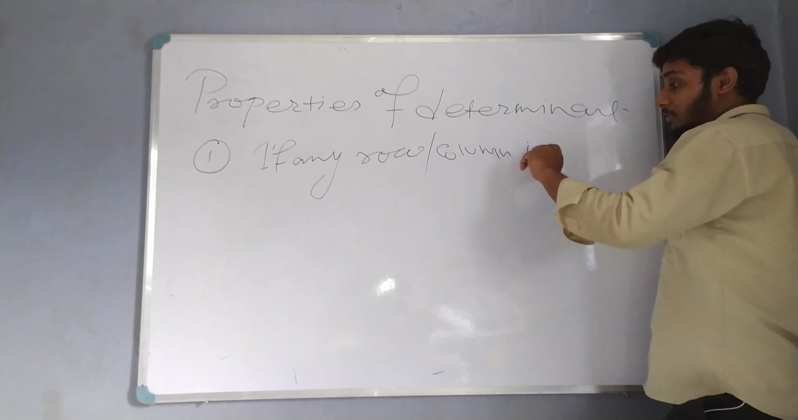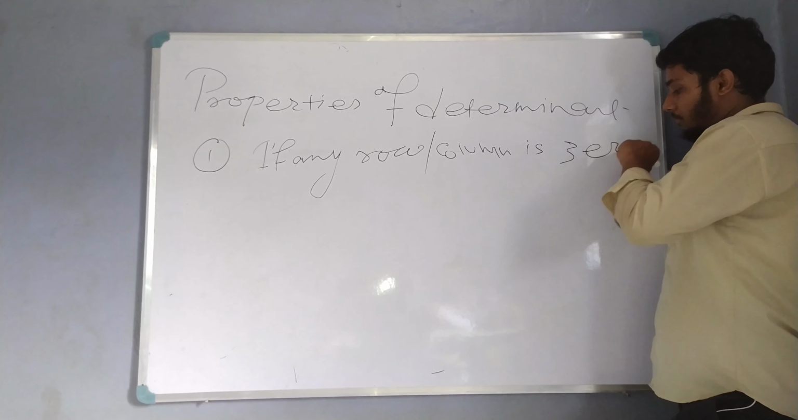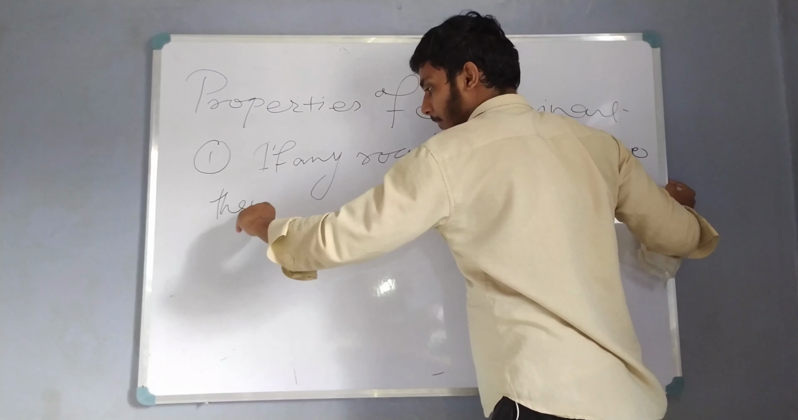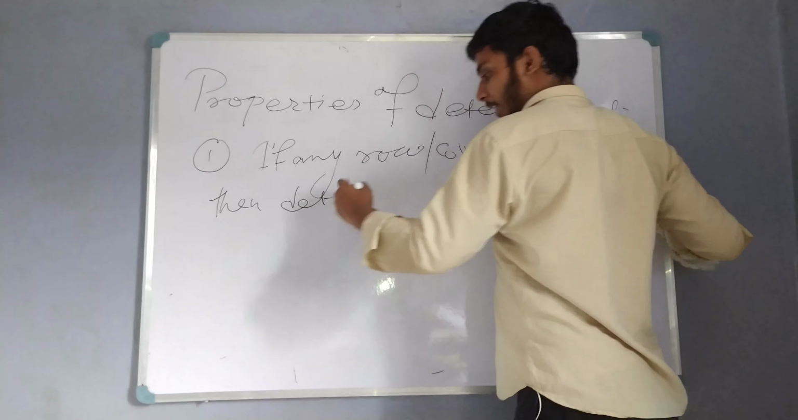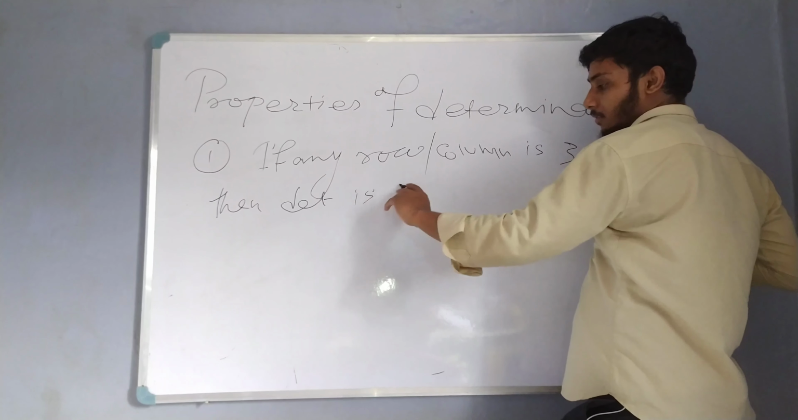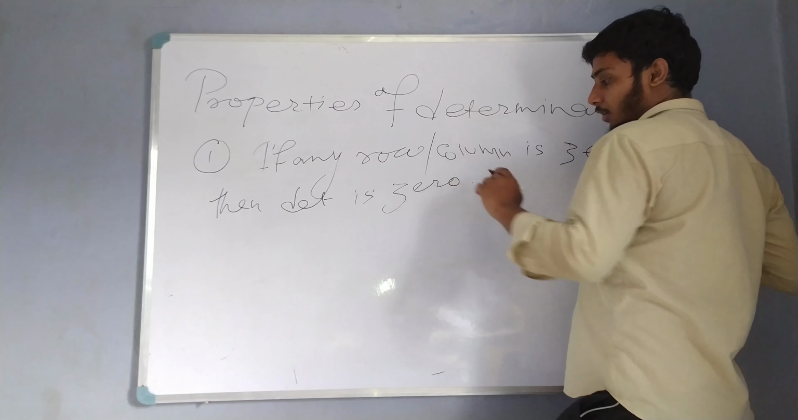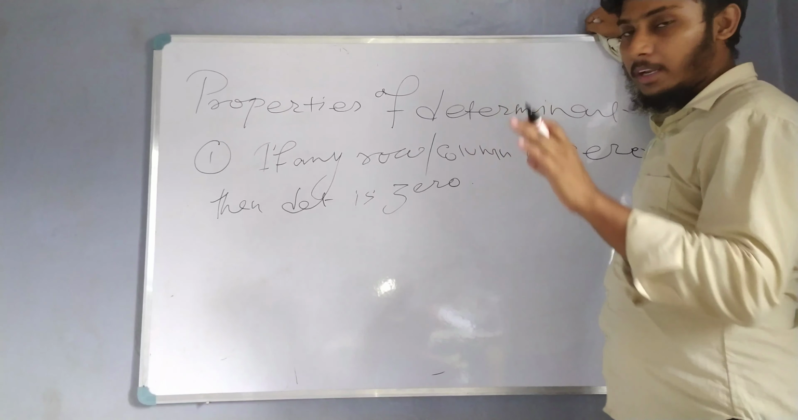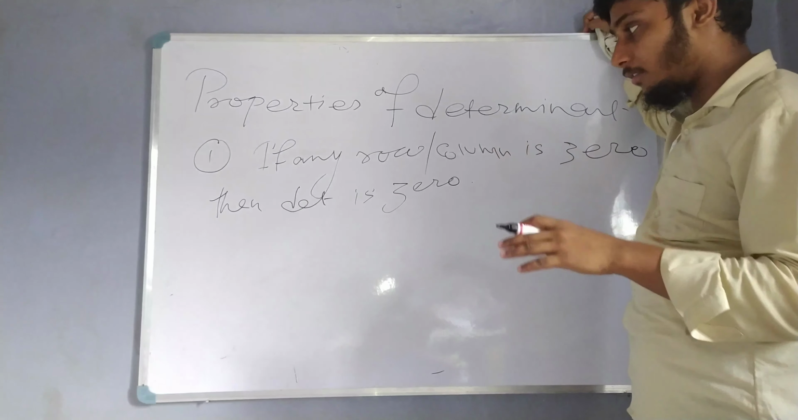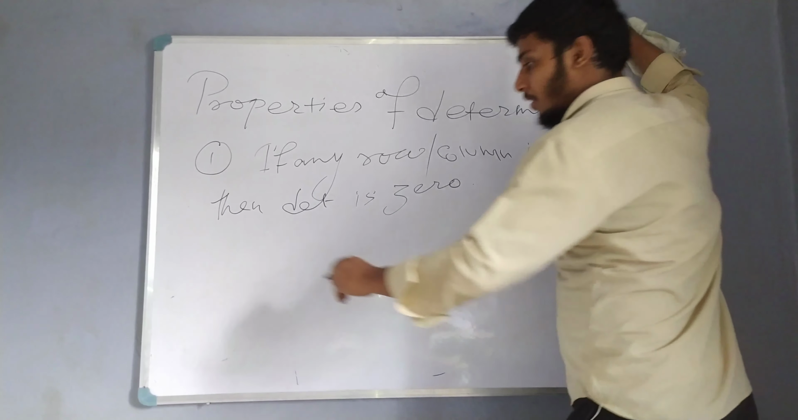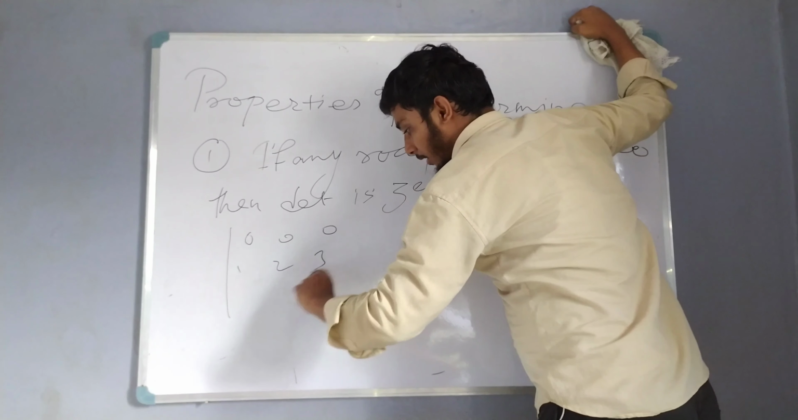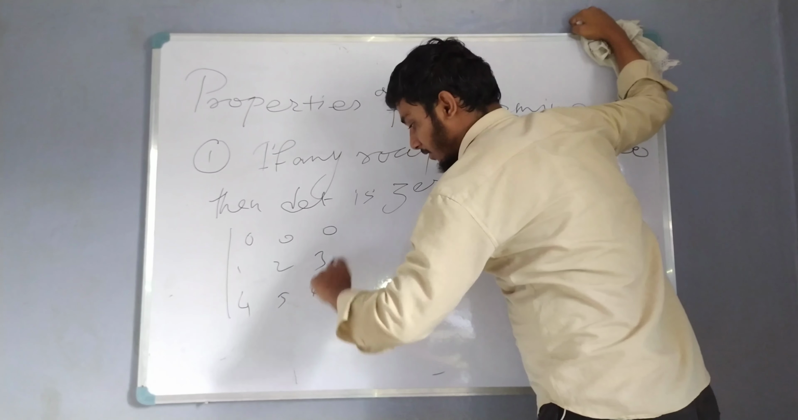is 0, then det is 0. Det means determinant, I am writing in short. So you got the point. If any row or any column of the determinant is 0, then the whole value of the determinant will be 0. For example, I am taking 0, 0, 0, 1, 2, 3, 4, 5, 6.